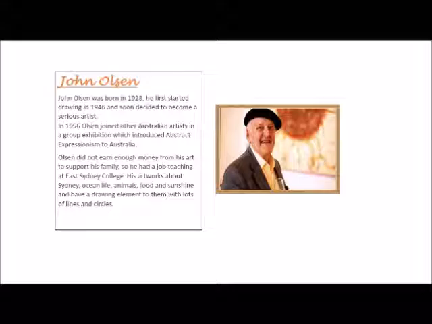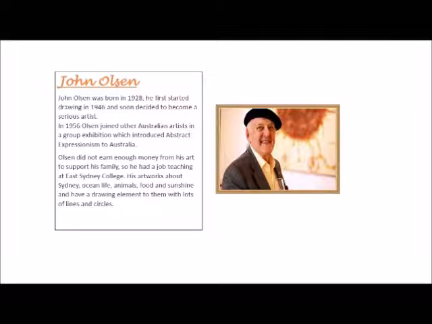Another artist is John Olsen. He was born in 1928 and started drawing in 1946. In 1956, he joined some other artists in a group exhibition, and that introduced abstract expressionism to Australia. He didn't earn much money from his art, so to support his family, he had a teaching job as well. His artworks are about Sydney, ocean life, animals, food, and sunshine, and they have a drawing element within them with lots of lines and circles.